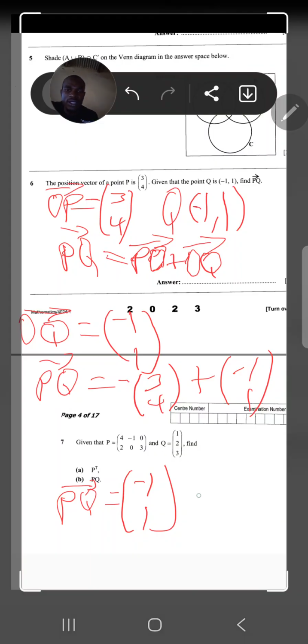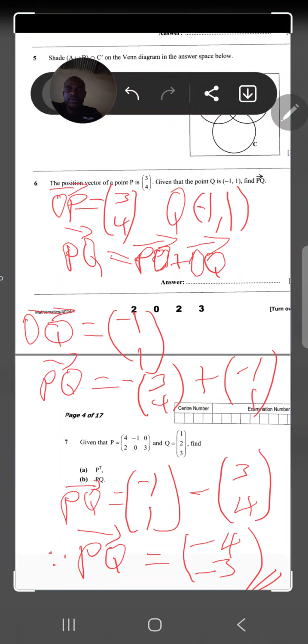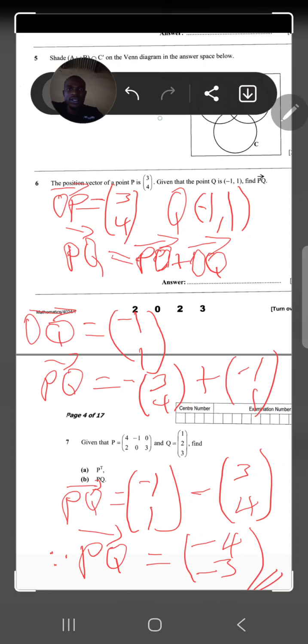So we are going to get there, that is -3 and 4. Therefore, the final answer now will be vector PQ equal to -1 minus 3, which gives us -4, and 1 minus 4, which is -3. So this is the final answer that we get there.